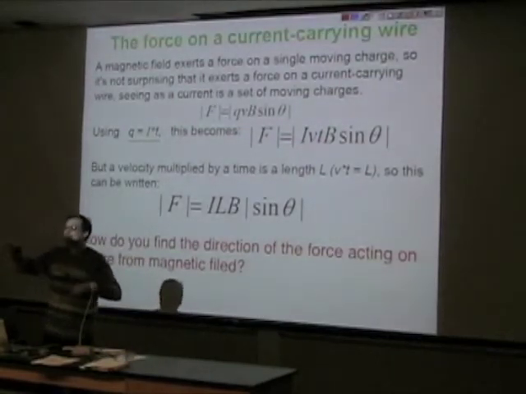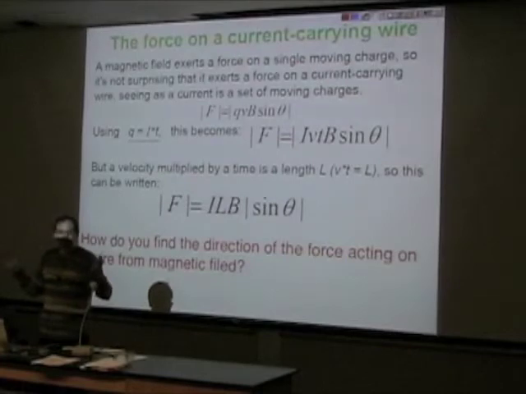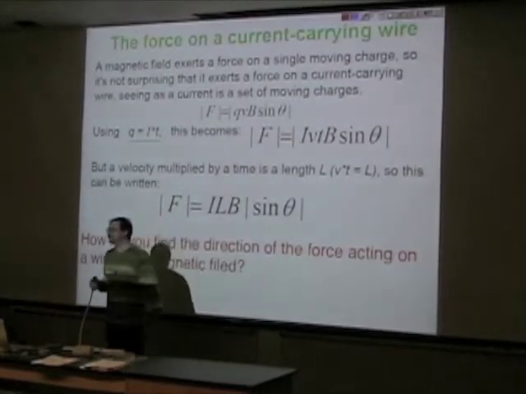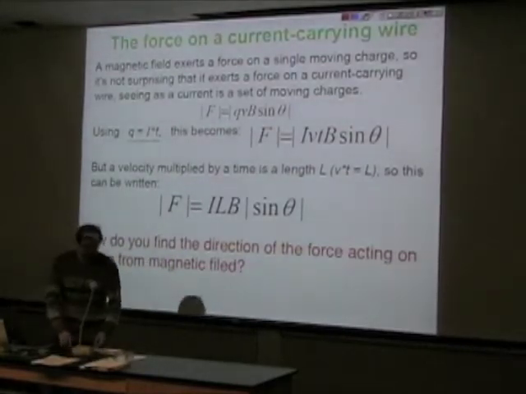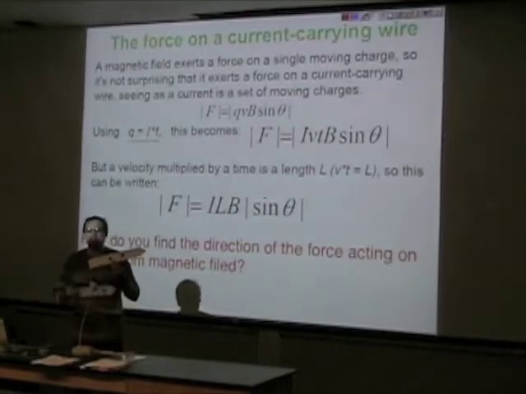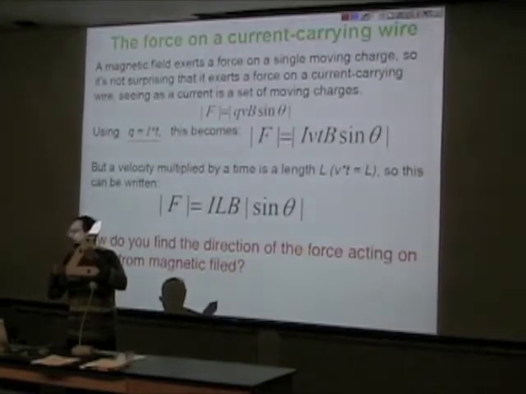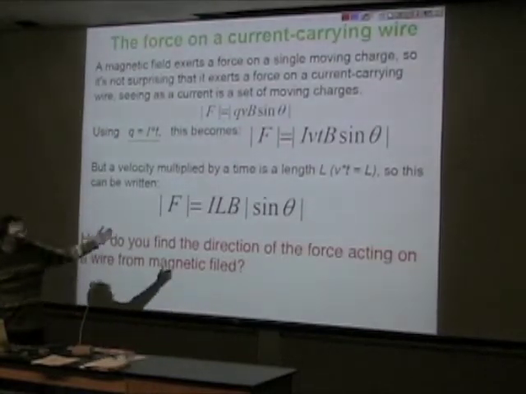The wire might be very long, but only a small part inside the magnetic field. So the magnetic field doesn't act on the part outside it. And of course, the angle. If you have a wire which is parallel to magnetic field lines, in that case there is no force acting on the wire. The wire is supposed to have some angle toward the magnetic field. In that case, the force is equal to this.